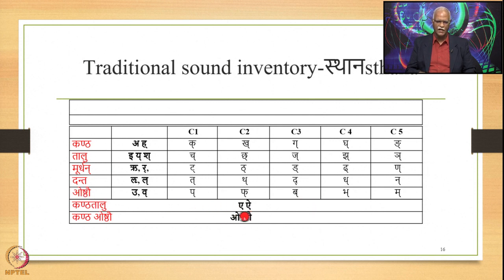A and I have kantha talu as the place of articulation, and O and au have kantha oshtau as the place of articulation. This is the overall description of the sounds, and it is important to remember this distinction and these features so that the substitute selection will become easier.